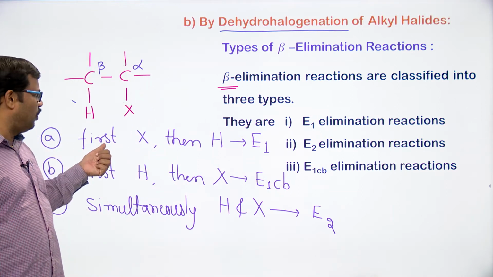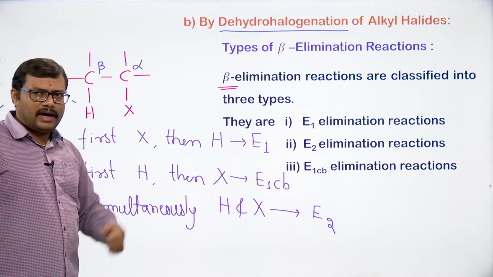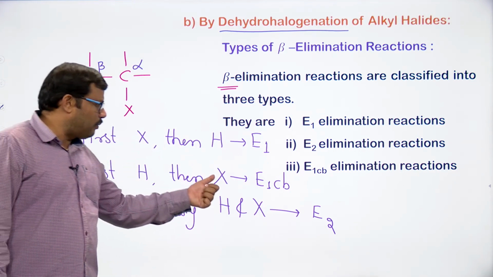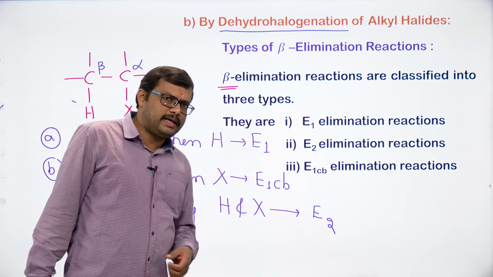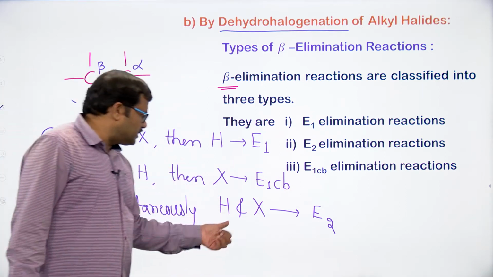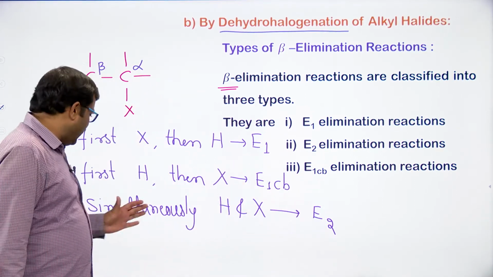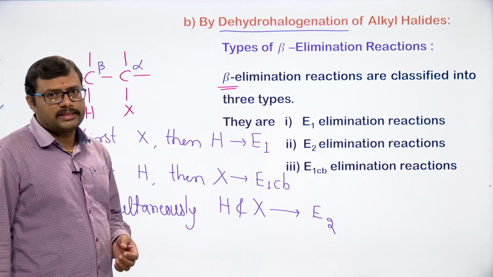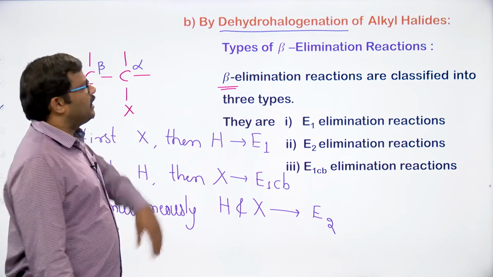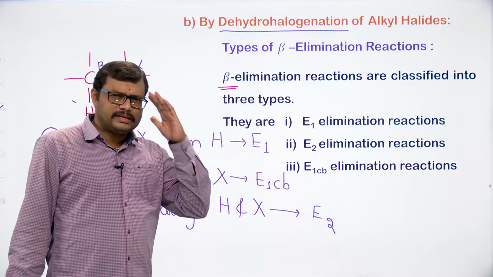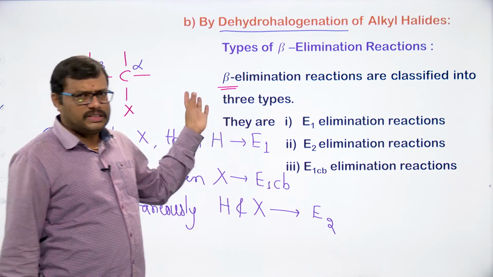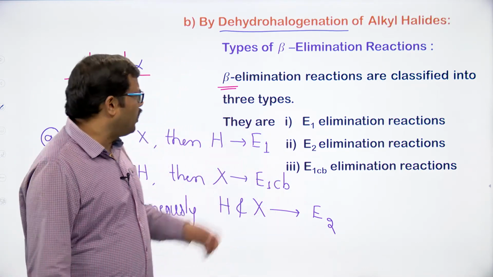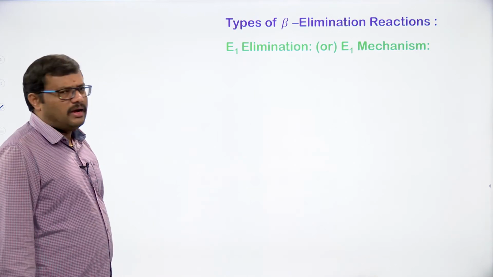If first X is removed, the halogen, followed by the hydrogen, we get E1 reactions. If H is removed followed by halogen, then we get E1CB reactions. If simultaneously H and X both are removed, we get an E2 reaction. So, these 3 different types of eliminations are possible depending upon the group that is removed in the process. So, we can easily identify which reaction is which and how these reactions are going to proceed. Let us move on to the detailed discussion about the E1 and E2 reactions.